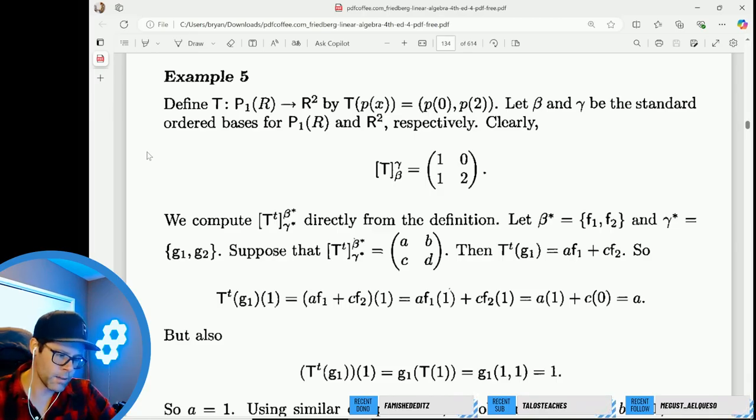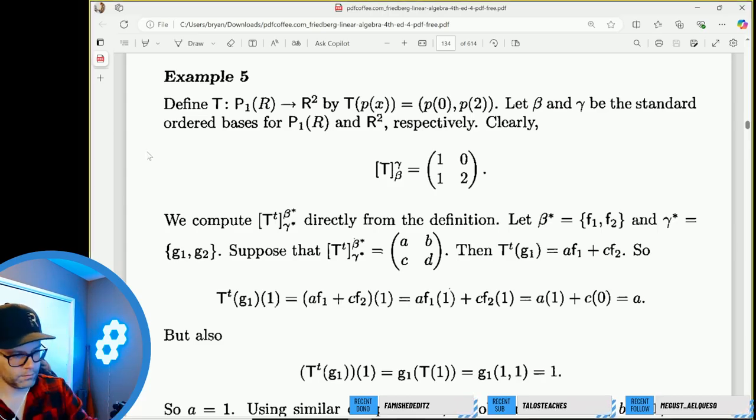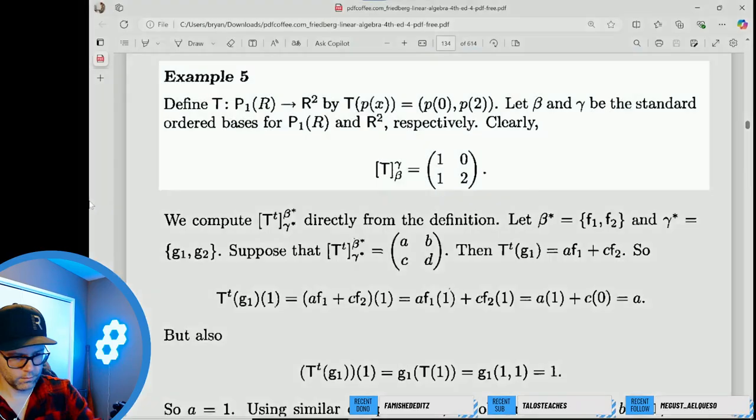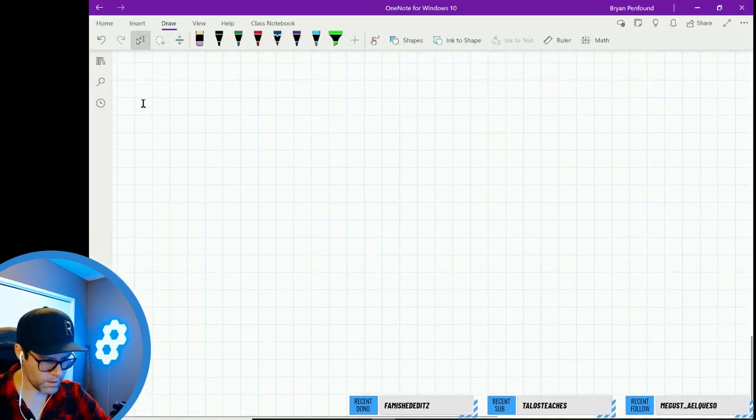Okay, so define T. So T is a linear transformation from polynomial space into R2, where we get coordinates in R2 from evaluating the polynomial at 0 and evaluating the polynomial at 2. Okay, fine. Let beta and gamma be the standard ordered bases, respectively. Clearly, if we go from beta to gamma, we get this. Is that clear?